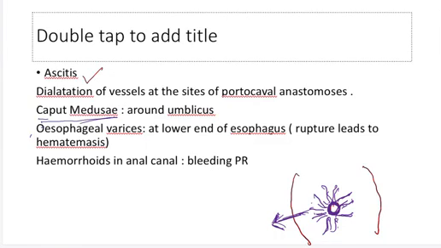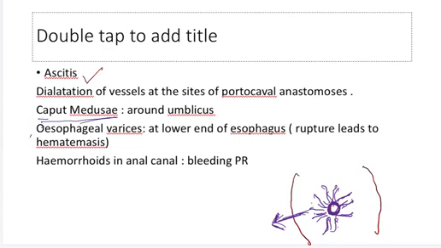Why do we see such a thing? It is happening because the umbilicus is a site of portocaval anastomosis, and due to portal hypertension there is increased back pressure in the portal vein, so the tributaries of the portal vein are becoming engorged at these sites. These tributaries are minute, and whenever there is an increase in the pressure, it leads to hemorrhage.